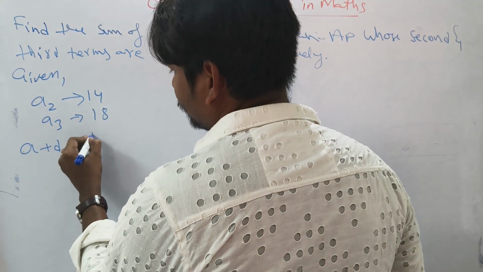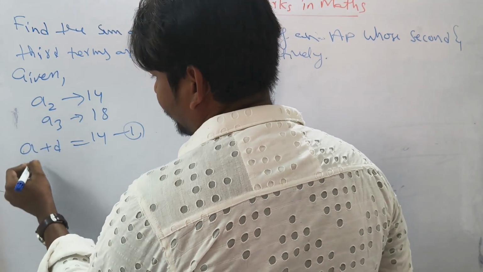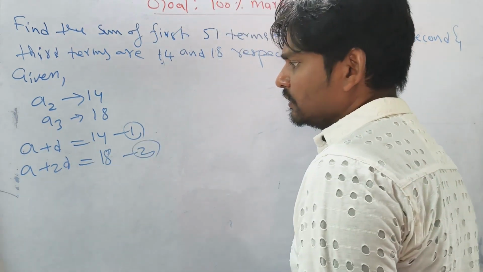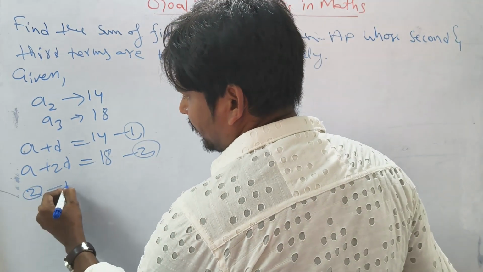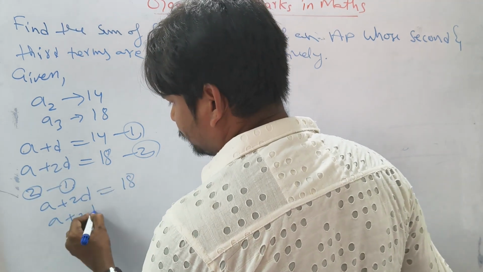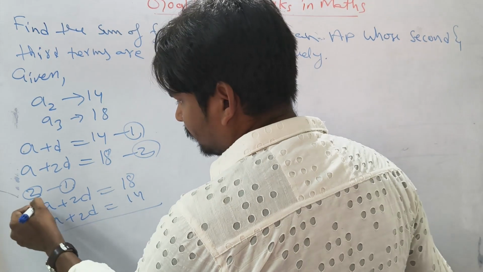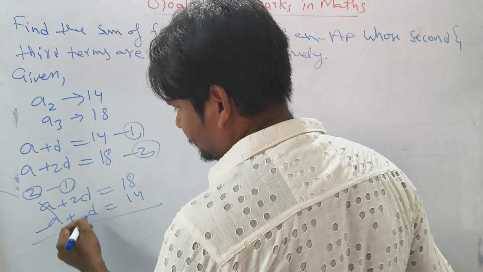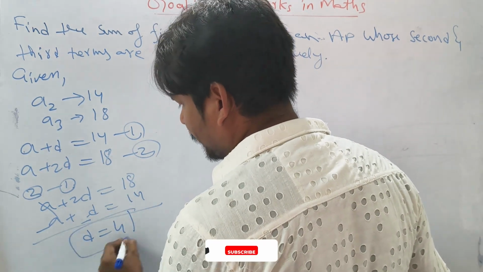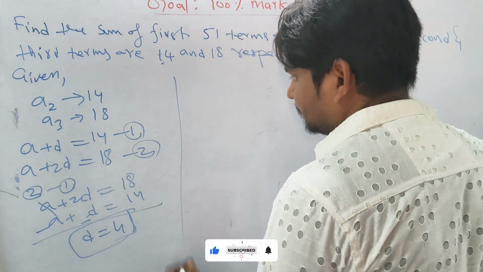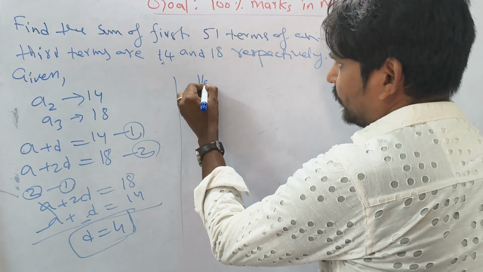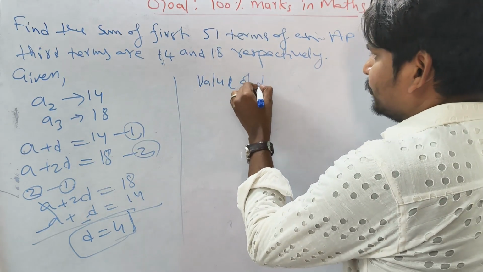a2 is a + d = 14, that is equation 1. a3 is a + 2d, which we know already, equal to 18, that is equation 2. Now subtract 2 minus 1: a + 2d = 18 minus a + d = 14. The a cancels, 2d - d is d, and 18 - 14 is 4. So d = 4. Now substitute the d value in equation 1.